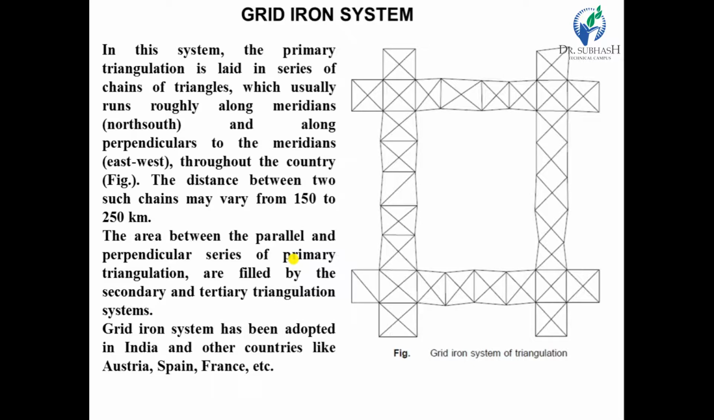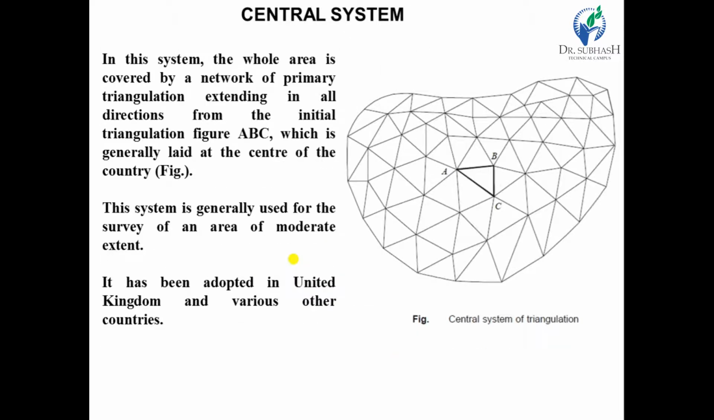In this system, the primary triangulation is based on a series of chains of triangles, which usually run roughly along the meridian and along the perpendicular to the meridians. Throughout the country, the distance between two such chains may vary from 150 to 250 km. The areas between the parallel and perpendicular series of primary triangulation are filled by the secondary and tertiary triangulation systems. The gridiron system has been adopted in India and other countries like Australia, Spain and France.